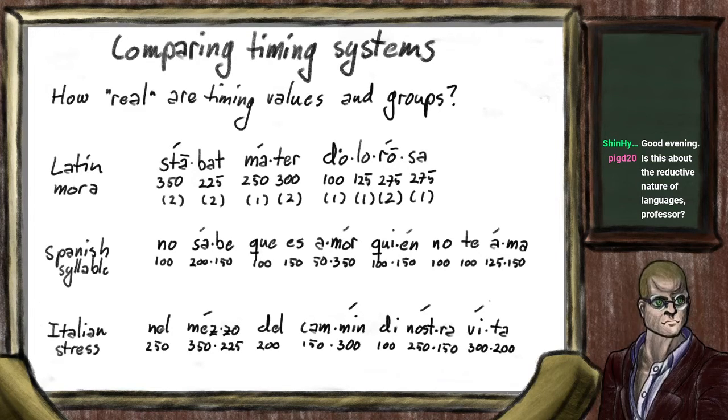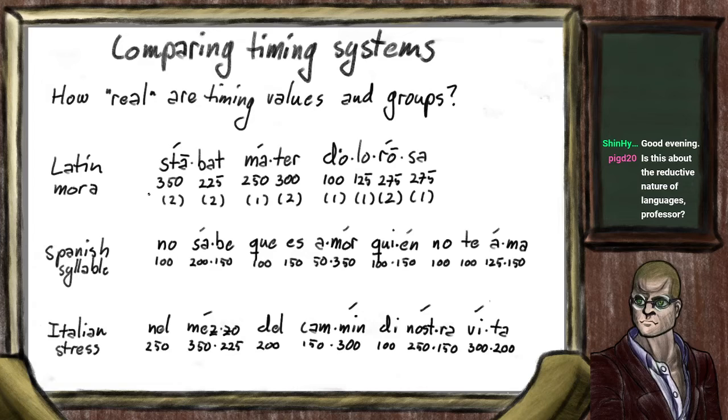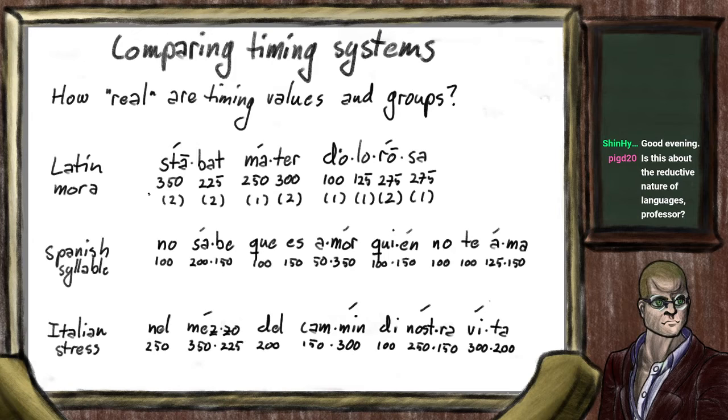Ideally, this would involve the stressed syllables always being longer than the unstressed syllables. And in syllable-timed languages, such as Spanish, this difference should be fairly small. And in stress-timed languages, such as Italian, this difference should be quite large. Whereas in Mora-timed languages, such as Latin, from which both of these have developed, there shouldn't be such a big difference between the lengths of stressed and unstressed syllables.